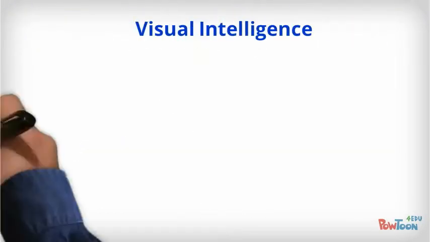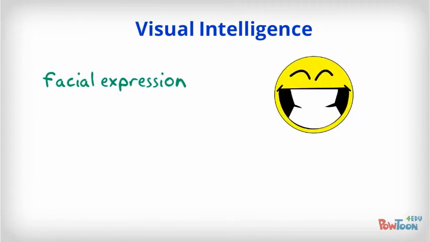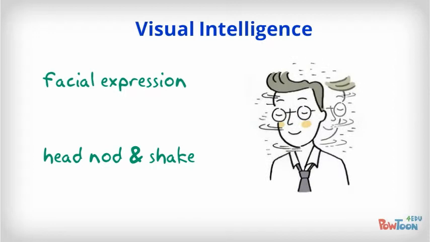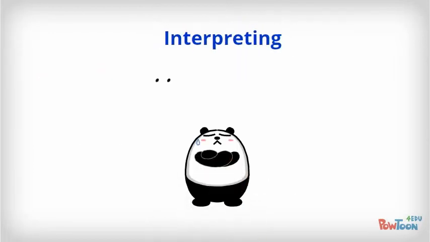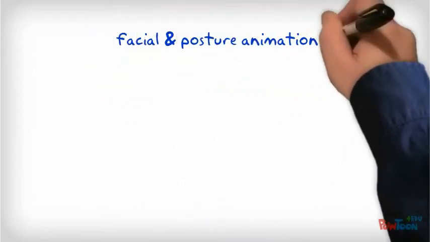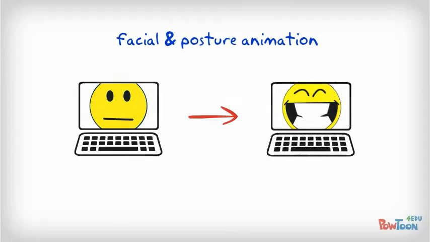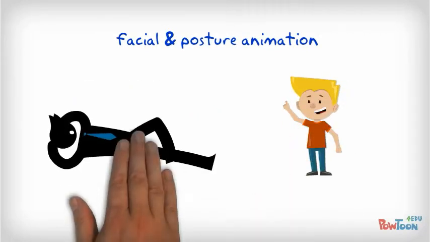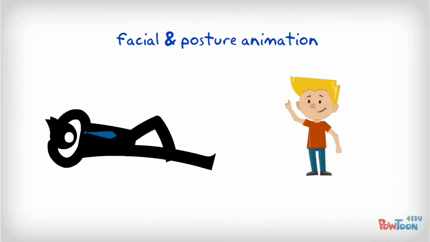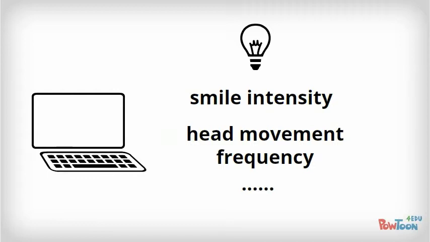MARC can recognize the facial expressions of the interviewee, especially the smiles. Also, it can track the head movement and detect nodding and shaking actions. With this information, the system tries to interpret the interviewee's emotion and attitude. In response to the interviewee's emotion, it performs facial and posture animation, such as changing the facial expression, moving the eyes and lips, and using hand gestures to act like a real human interviewer. It also provides feedback on the interviewee's nonverbal behavior after the interview.